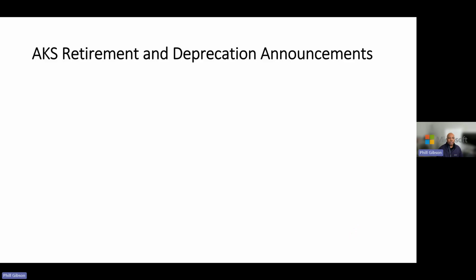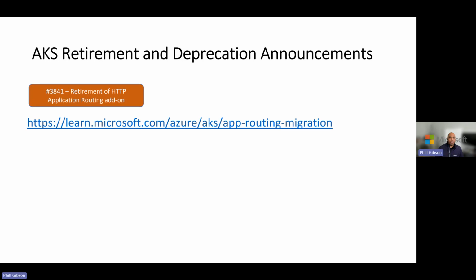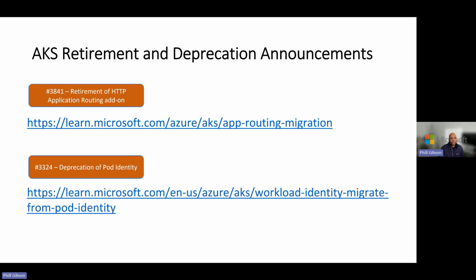So kicking us off, let's talk about the AKS things that are going to be retiring and or deprecating. First thing that we have is the retirement of the HTTP application routing add-on. If you are using this, we would ask you to move to the newer version of this, which is the app routing add-on. And we have a link supplied here for a migration if you are actually using the HTTP application routing add-on.